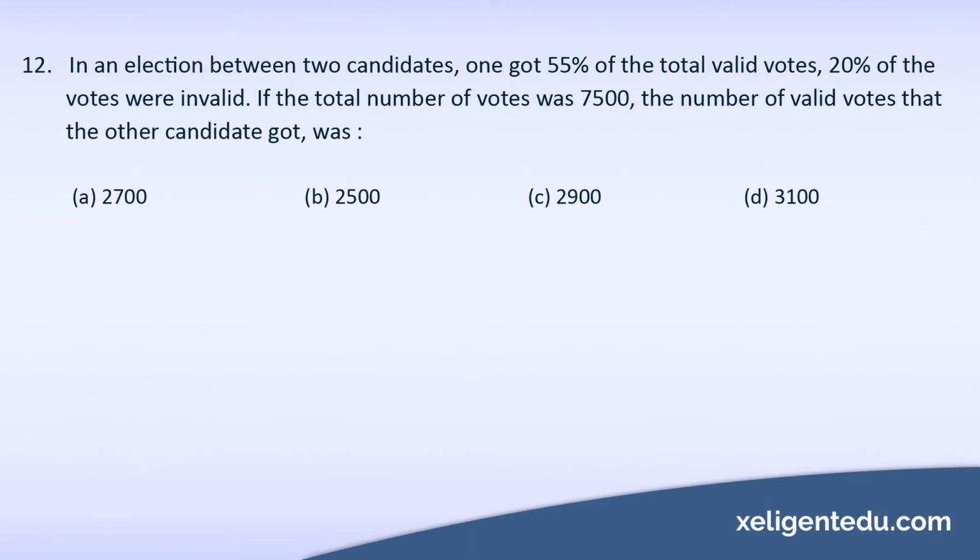In an election between two candidates, one got 55% of the total valid votes, 20% of the votes were invalid. If the total number of votes was 7,500, the number of valid votes that the other candidate got was option A 2,700, option B 2,500, option C 2,900, and option D 3,100.